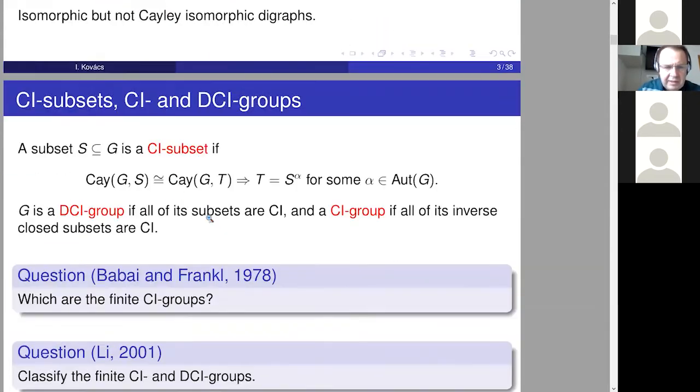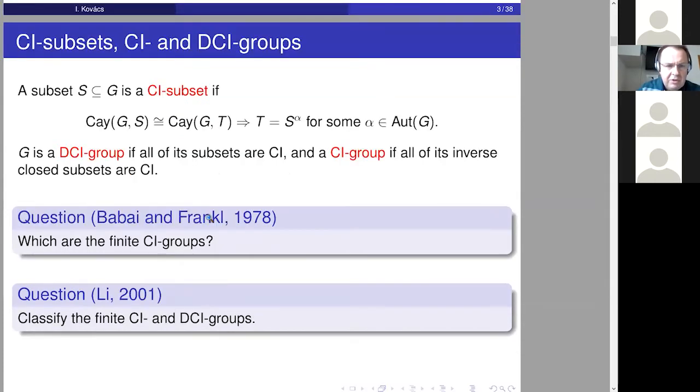And because of this example, we can speak about CI subsets. We can make the following definition. We call a subset S a CI subset if the isomorphism between the Cayley graph defined by S and some other Cayley graph defined by T implies that the set T is the image of S under some automorphism of the group. So to speak, the question is whether isomorphism always implies Cayley isomorphism.